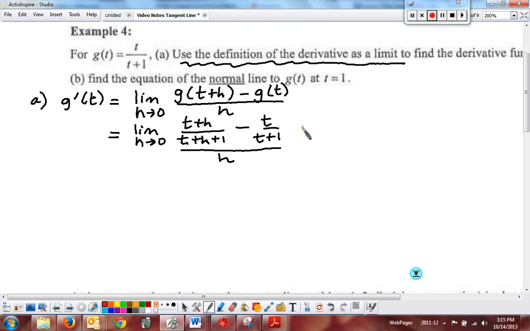Our technique is to multiply by the LCM over LCM, the least common multiple. So I'm going to let you plug and chug with your algebraic technique for finding this limit. I'm going to pause it, come back together, and we'll check your answer.